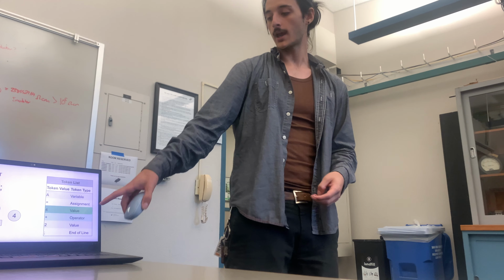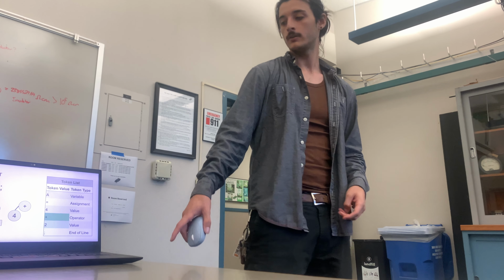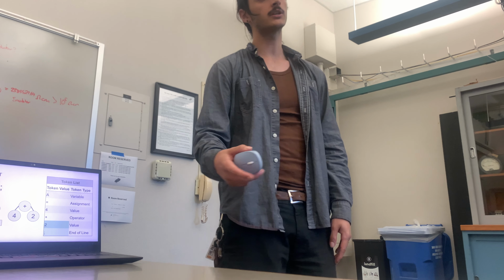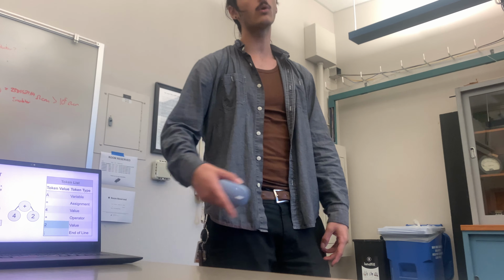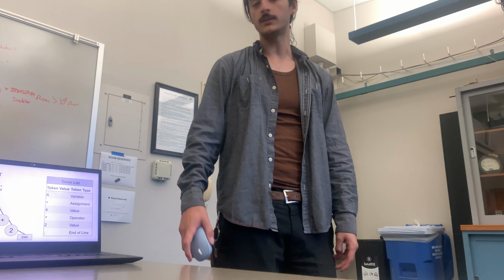Because it's an operator and the 4 is used in the operation, we make it the child of the operator. Then we check the next token. That's a value. We add that as the child to the operator. We check the next value. This could be an operator or it could be end of line. In this case, it's an end of line. So we add that back to the main tree and we add the end of line.